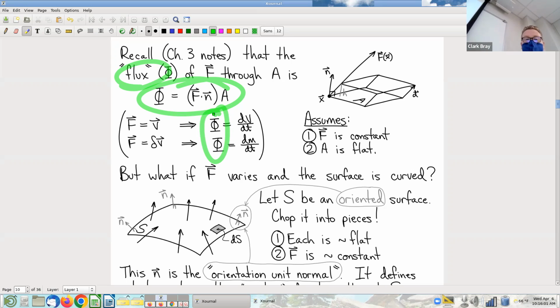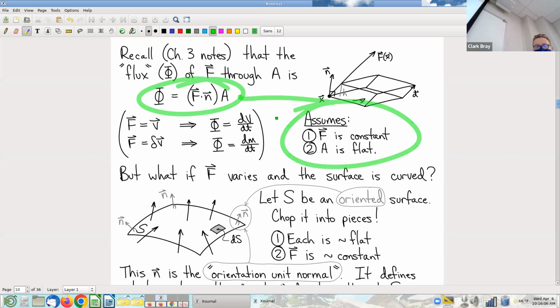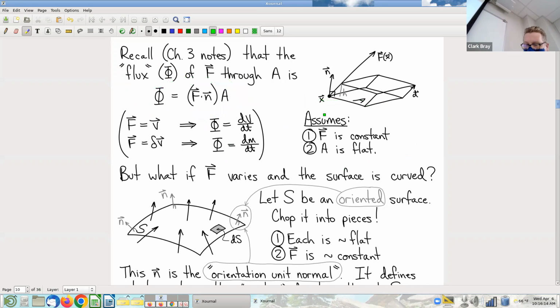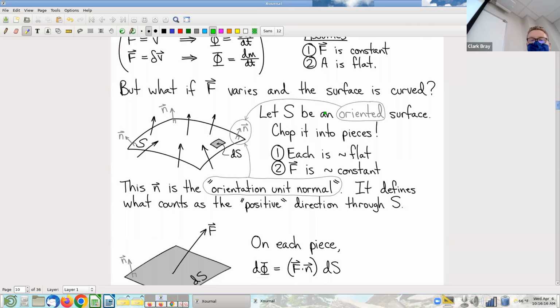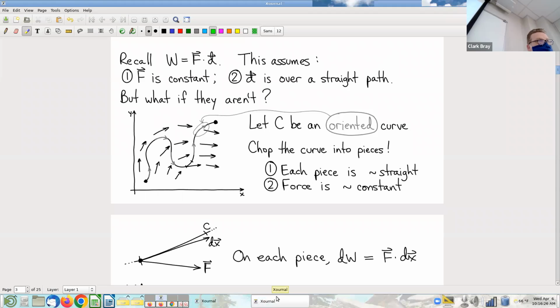Right? So the formula that we have here, of course, assumes that the vector field is constant. It assumes that your surface is flat. So how do we deal with a non-constant vector field and a curved surface? Well, just as with line integrals, let me flash back over here to the analogous problem that led to line integrals. Curved path. Our old formula for work doesn't apply.